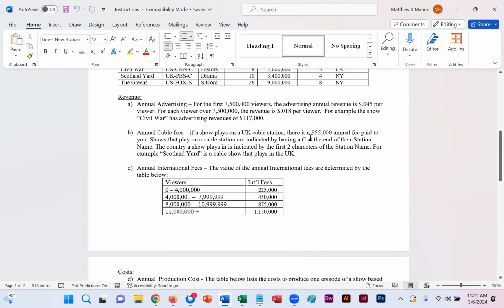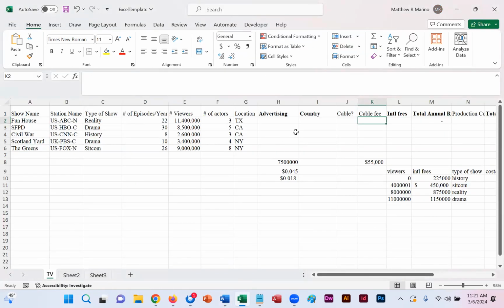Shows that play on cable have a C at the end. The ones that have the UK start with UK. So I just split it up and made it easy. So this way you don't have a whole big function. You have the left function for country, the right function for cable, and then an if and to check both.